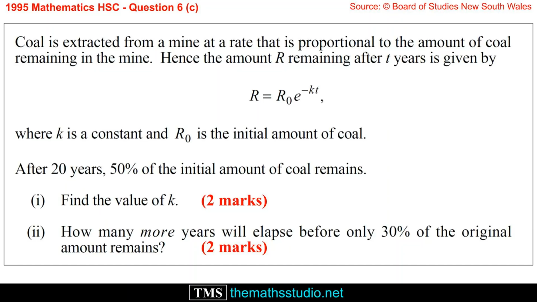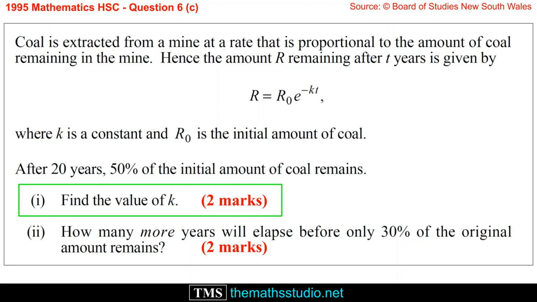Question 6, Part C. Coal is extracted from a mine at a rate that is proportional to the amount of coal remaining in the mine. Hence, the amount R remaining after t years is given by R equals R0 times e to the power of negative kt, where k is a constant and R0 is the initial amount of coal. After 20 years, 50% of the initial amount of coal remains.